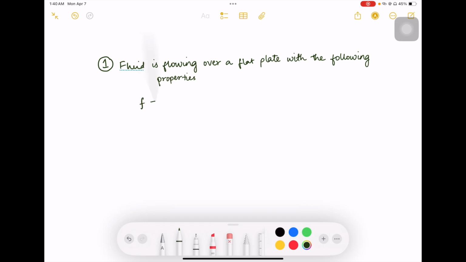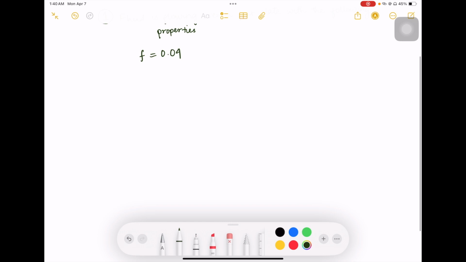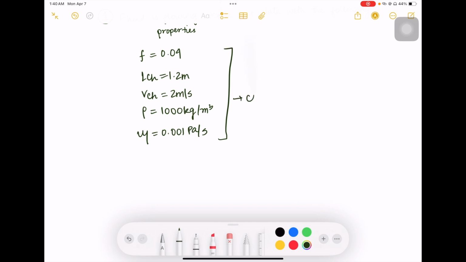The friction factor is given as 0.04. Characteristic length is given as 1.2 meter. Characteristic velocity is given as 2 meter per second. Fluid density is given as 1000 kg per meter cube. Dynamic viscosity mu is given as 0.001 Pascal second. State the units for the question.